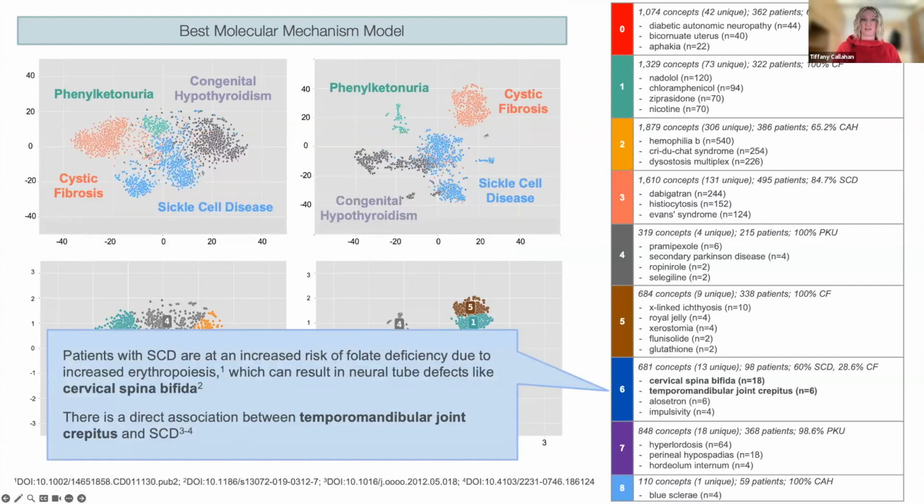And the final subphenotype: patients with sickle cell disease are at an increased risk of folate deficiency due to increased erythropoiesis, which can result from neural tube defects like cervical spina bifida. There's a direct association between temporomandibular joint crepitus and sickle cell disease. And so at a high level, the knowledge graph-derived patient representations are going beyond the identification of these surface-level known attributes to define patients, which we get from the clinical data.